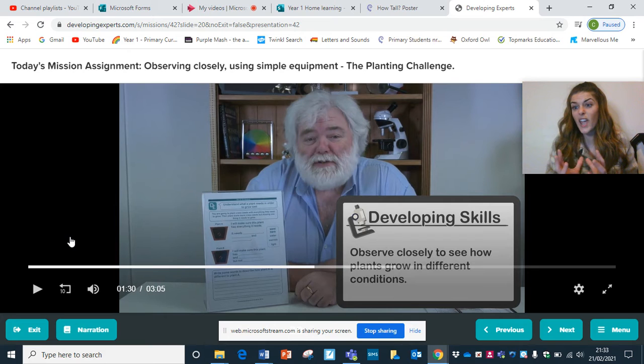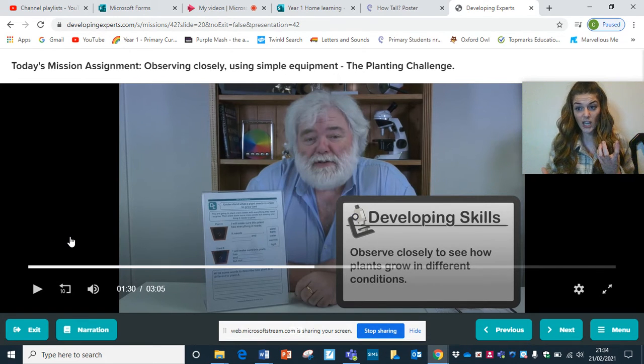And then you're going to plant another lot of cress seeds in another cup. And then you're going to take one of those conditions away. Just one. So you can either not water it, you can put it somewhere really dark, or you can make sure that it doesn't have any cotton wool or any soil. So just take away one of those, and then you're going to look at the different cress seeds and watch them grow, and then look at them, discuss them and how they've changed.